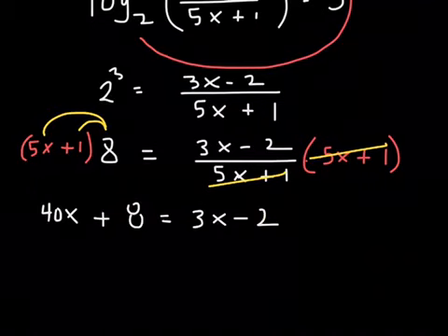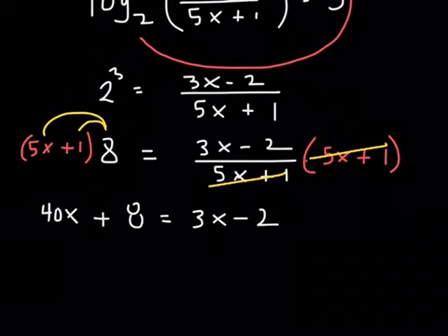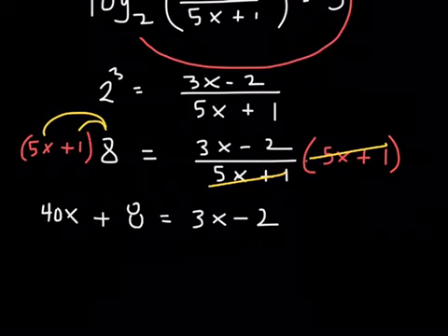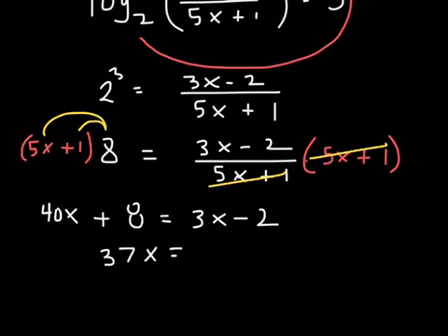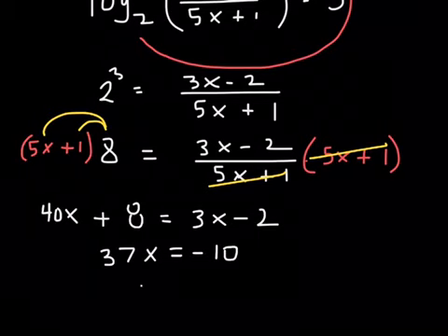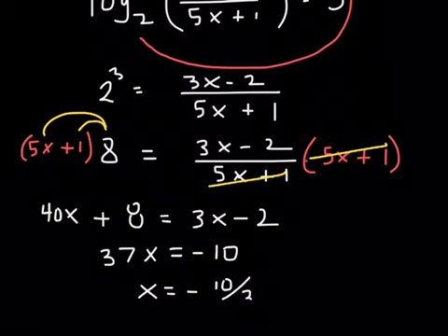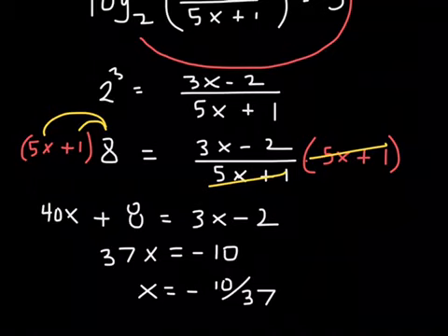What kind of equation is this? It's linear, right? So because it's linear, I am not setting this equal to 0. Instead, I am getting all my variable terms on one side and my constants on the other. If I subtract 3x from both sides, I'll get 37x on the left. If I subtract 8 from negative 2, I get negative 10. If I divide both sides by 37, I get negative 10/37, which is my one and only proposed solution.